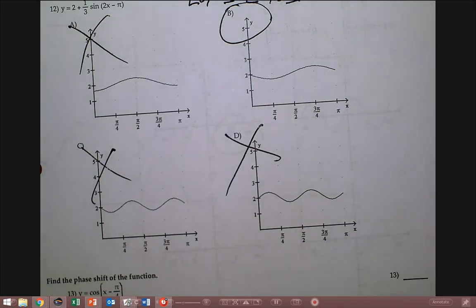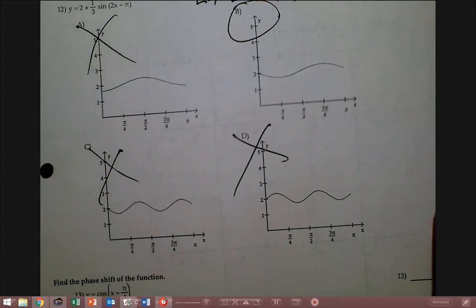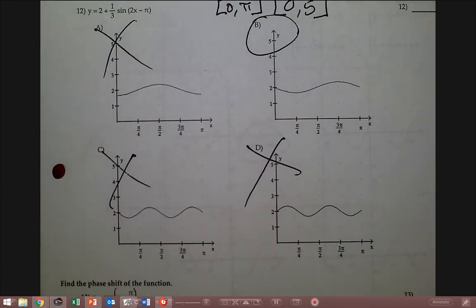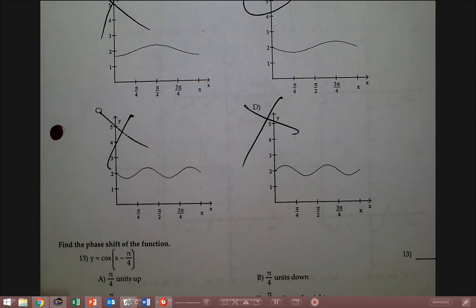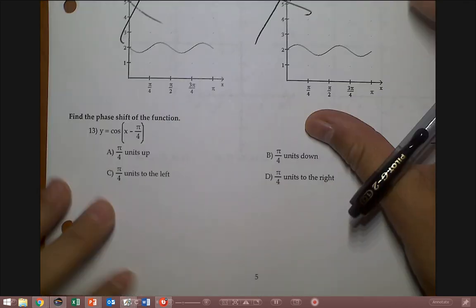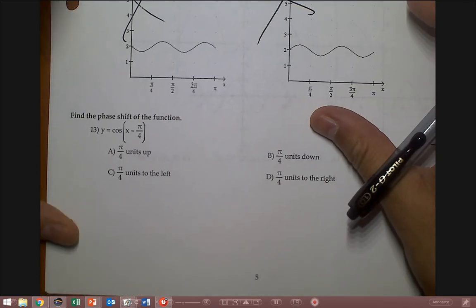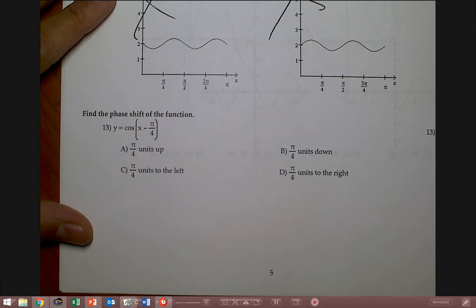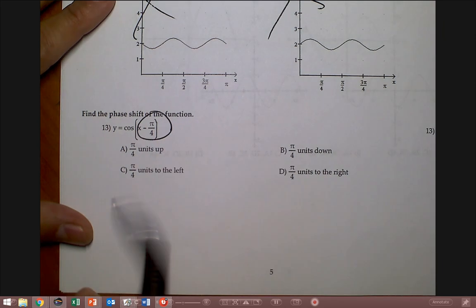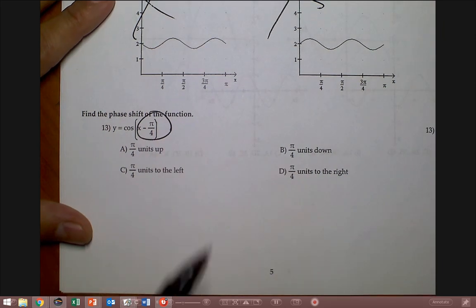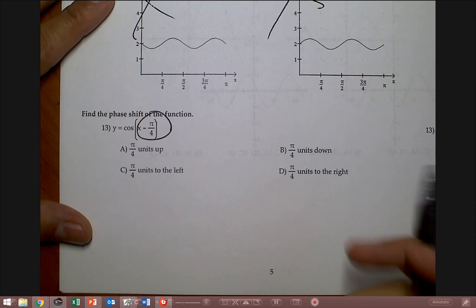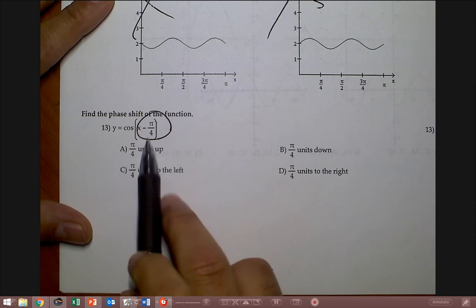Wait. Oh, I know. Find the phase shift. We know what that is. Alright, phase shift. On 13, phase shift should be an easy one here because my B value is 1. Okay, so negative pi over 4. So what does that tell me? It goes to the right, pi over 4.